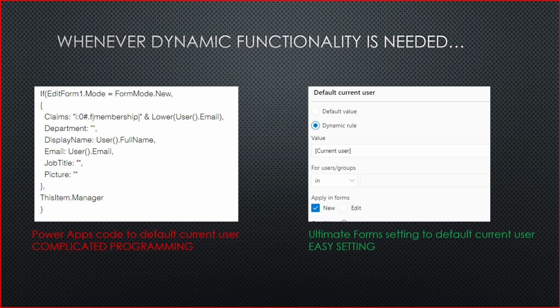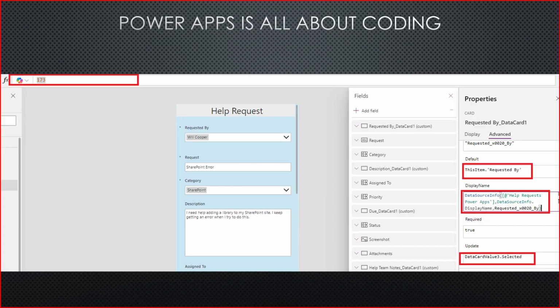On the right, you see the way this is implemented in Ultimate Forms, and it follows that simple logic. We just say, oh, I want a role. I just want it to default to the current user. As you can tell, there's no programming involved. And this example really illustrates what you'll run into again and again in terms of the contrast between Power Apps, which is a developer platform, and a user-friendly platform like Ultimate Forms.